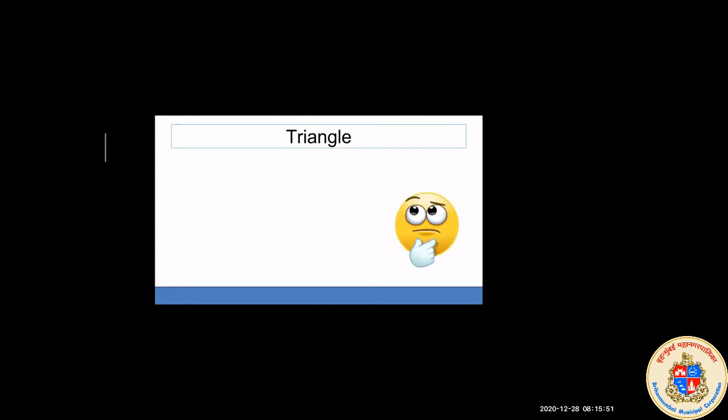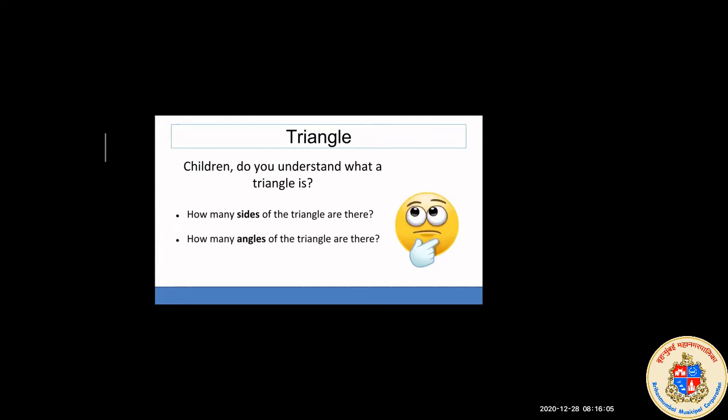Now, children, do you understand what a triangle is? How many sides does a triangle have? We have seen there are three sides. Yes, three. Very good. Thank you. How many angles are there in a triangle?